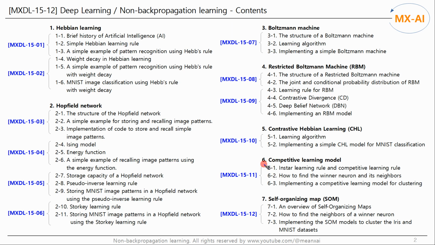In the previous video, we looked at a competitive learning model. In this video, we'll explore a self-organizing map model using the competitive learning. Let's take a quick look at the self-organizing map. We will then look at how to find the winner neuron and its neighbors, and update the weights connected to them. Finally, let's implement the SOM models to cluster the Iris and MNIST datasets.